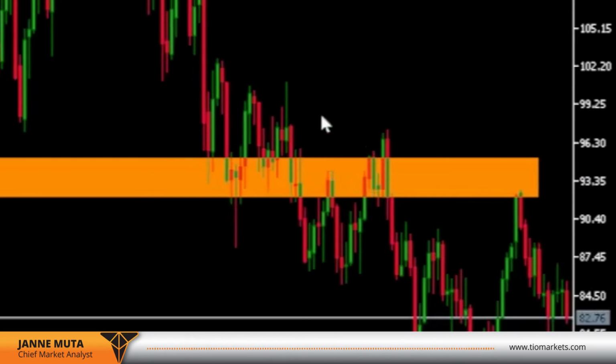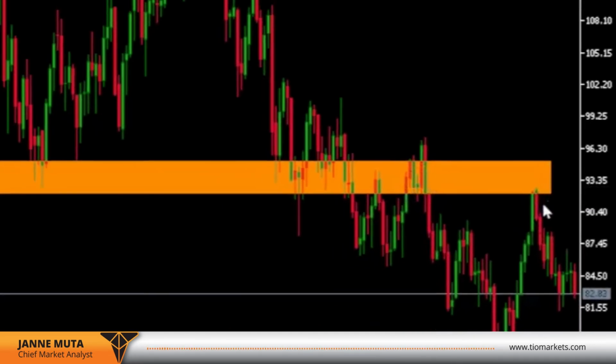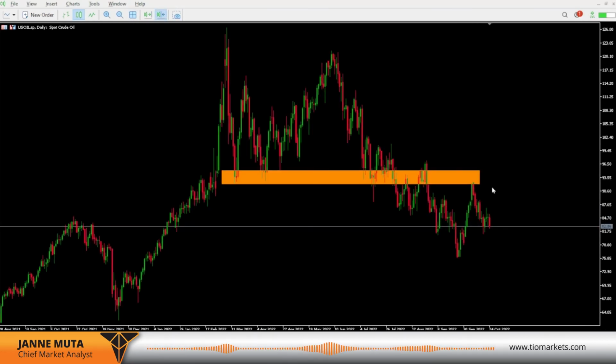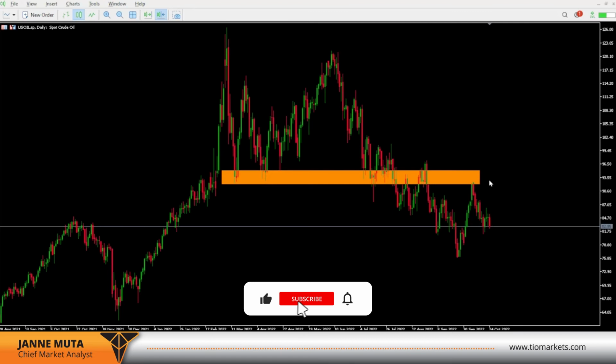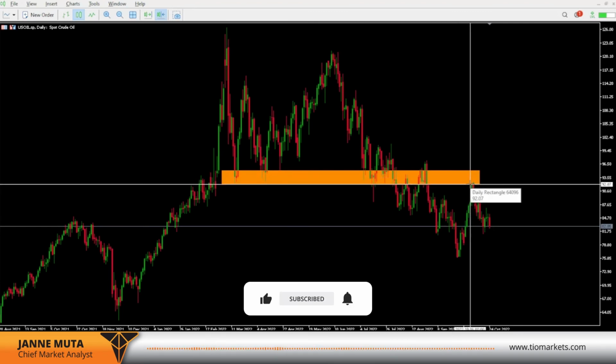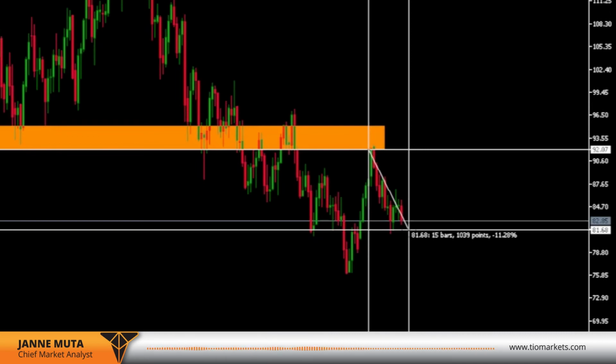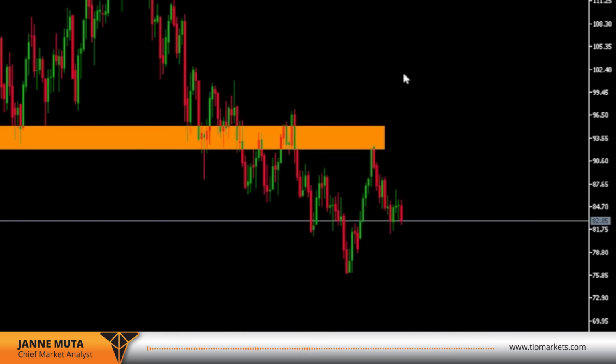But here we had the same area acting as a resistance, and then we had the same area again acting as a resistance, and the market moved lower. So oil has traded quite a bit lower from those levels. If we look at these, the latest move was over 10%, actually over 11%. So a significant move.